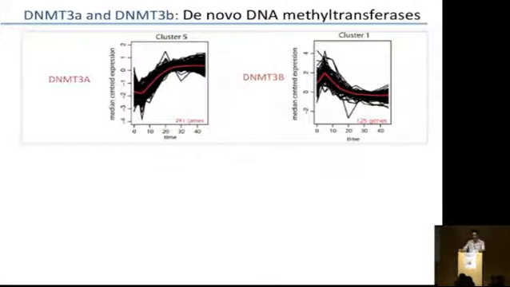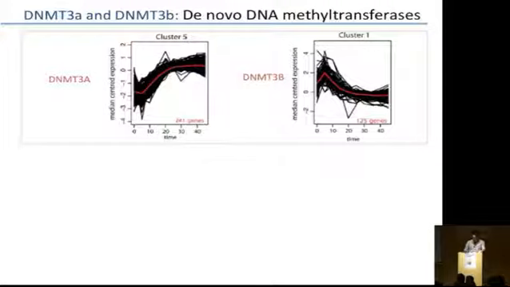Here I give you an example. DNMT3a is upregulated, instead DNMT3b is downregulated during the epidermal stem cell differentiation. DNMT3a and DNMT3b, just to briefly introduce them, are the de novo methyltransferases, so they are the ones that establish the DNA methylation in the mammalian embryos.